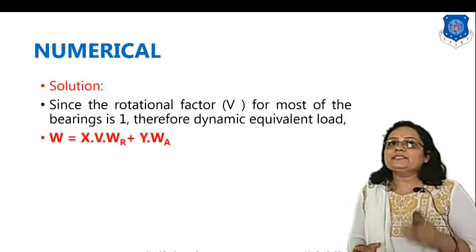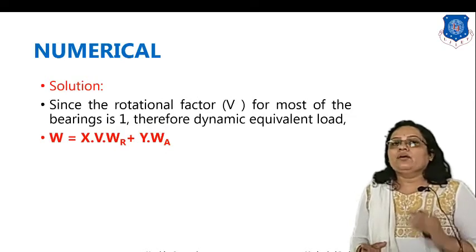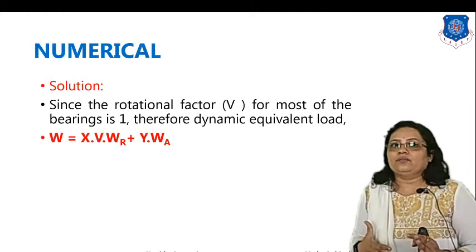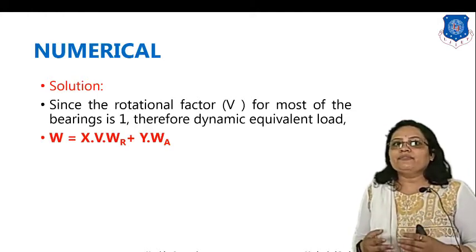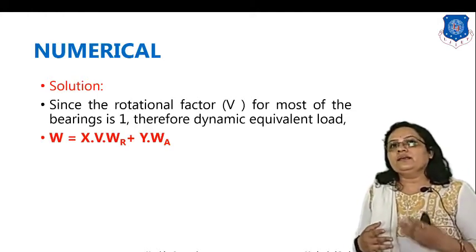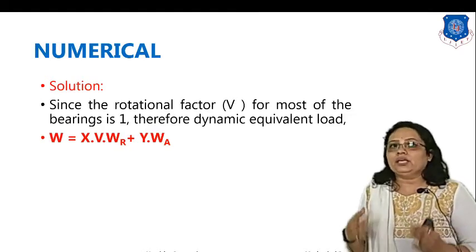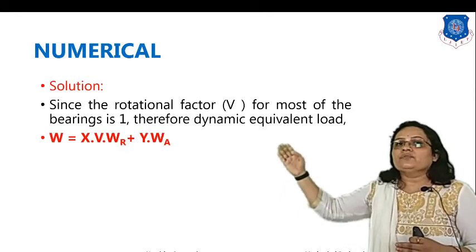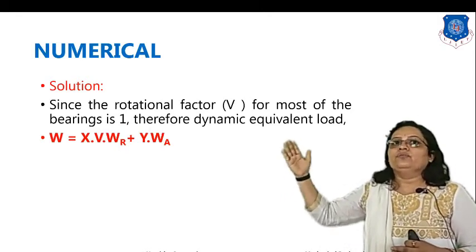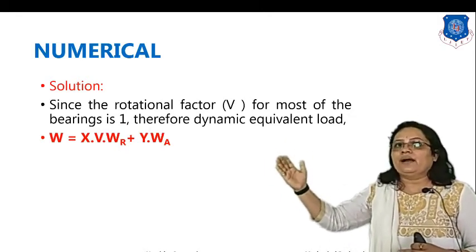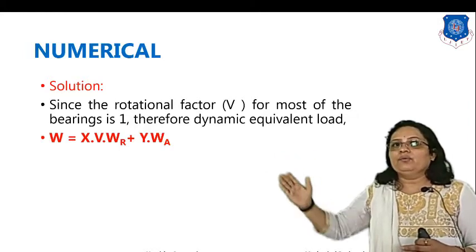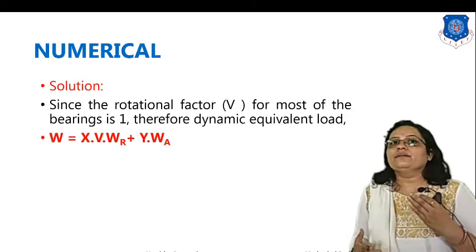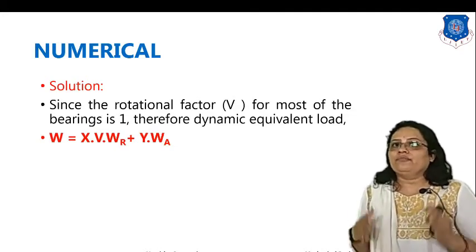Okay, so we have seen in the previous lecture, when variable load is applied on a bearing, that is a different condition. There also we found the equivalent load. So first of all, here also we have to find the equivalent load. So dynamic equivalent load is equal to X V WR plus Y into WA. X and Y I have already explained, these are your radial and axial load factors.